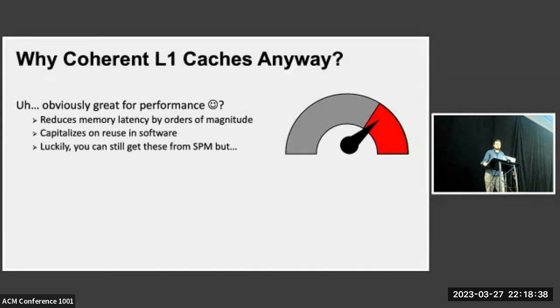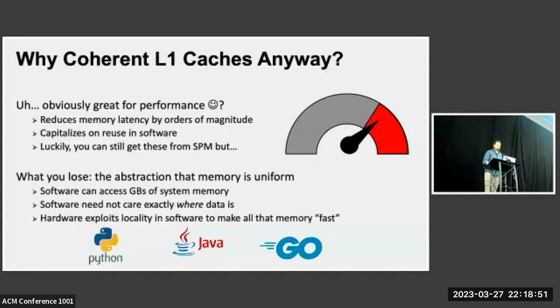It's pretty obvious, actually. Think about it. They reduce memory latency by orders of magnitude. They capitalize on reuse in software. And we can still get a lot of this from Scratchpad, luckily, but something we lost was an abstraction of memory uniformity. On a multi-core system, software can just access gigabytes of system memory. It doesn't really need to care too much about where that data lives, because hardware is working under the hood to make all that data seem coherent and fast.